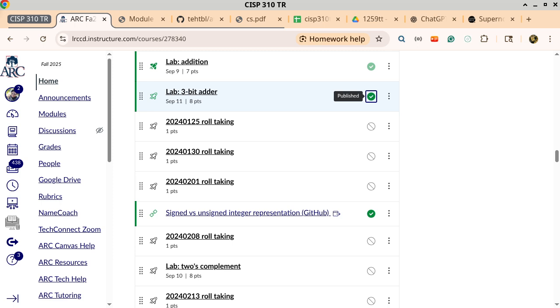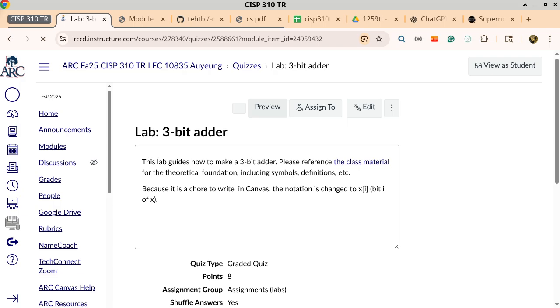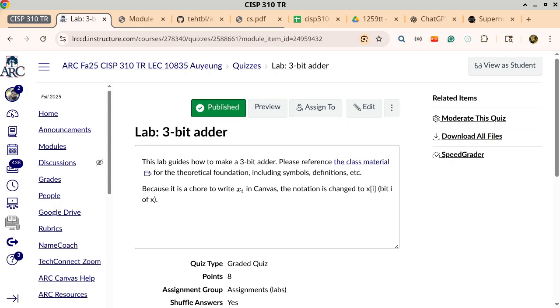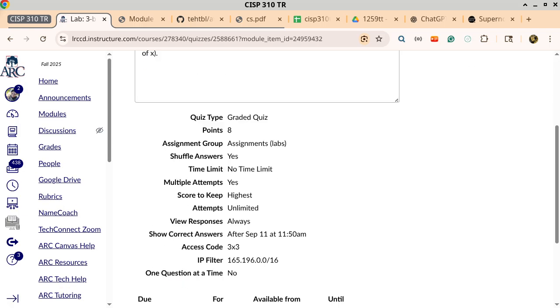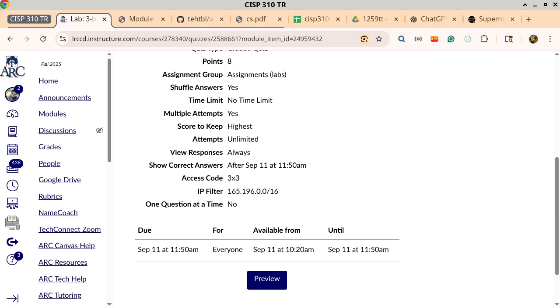So you can now go to the activity. It's called 3-bit adder. It's the same 3-bit adder in terms of the concept as what we did the other day. The access code is 3x3. I'll put it on the whiteboard. There we go. And I believe it is already open because it's 10:21. I opened it at 10:20.